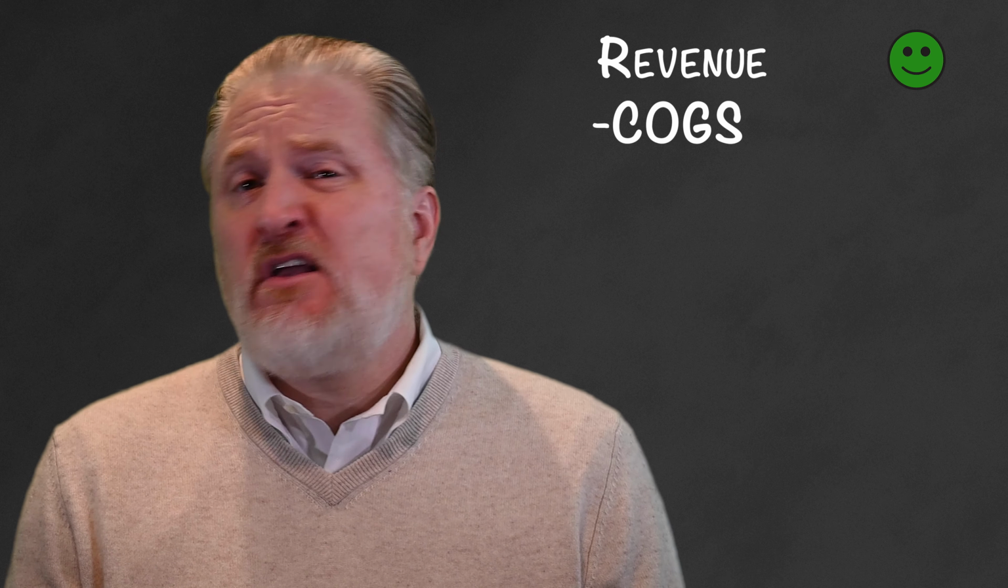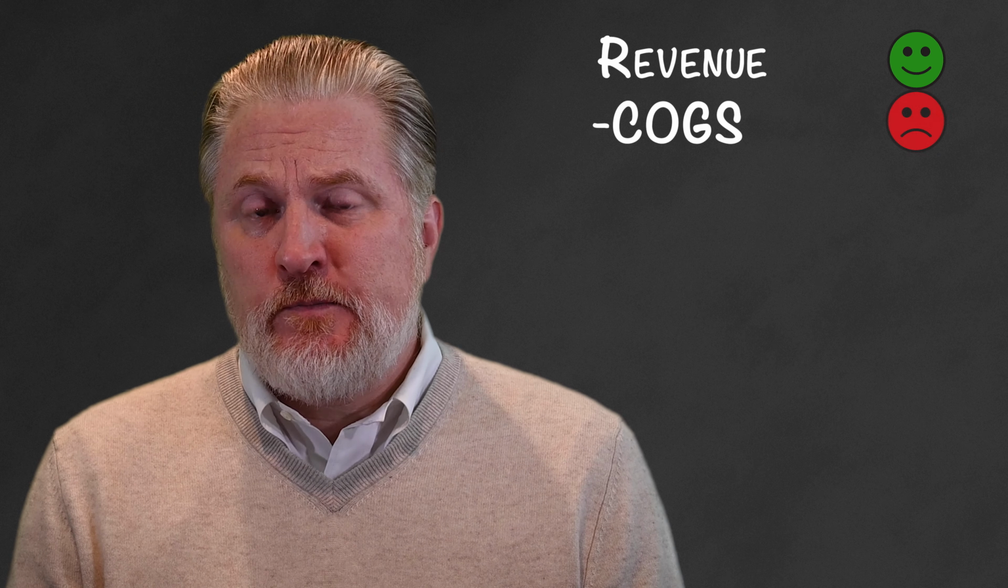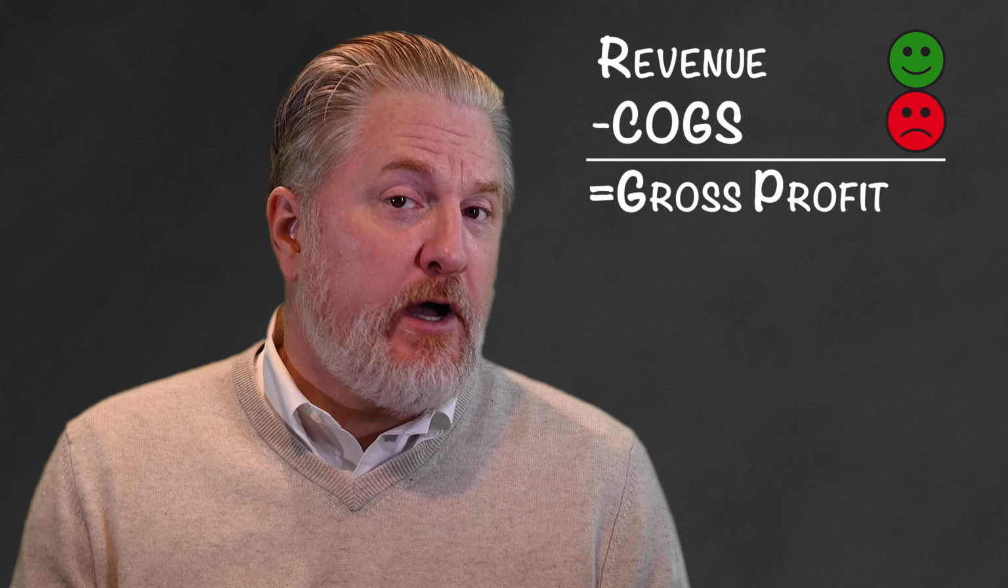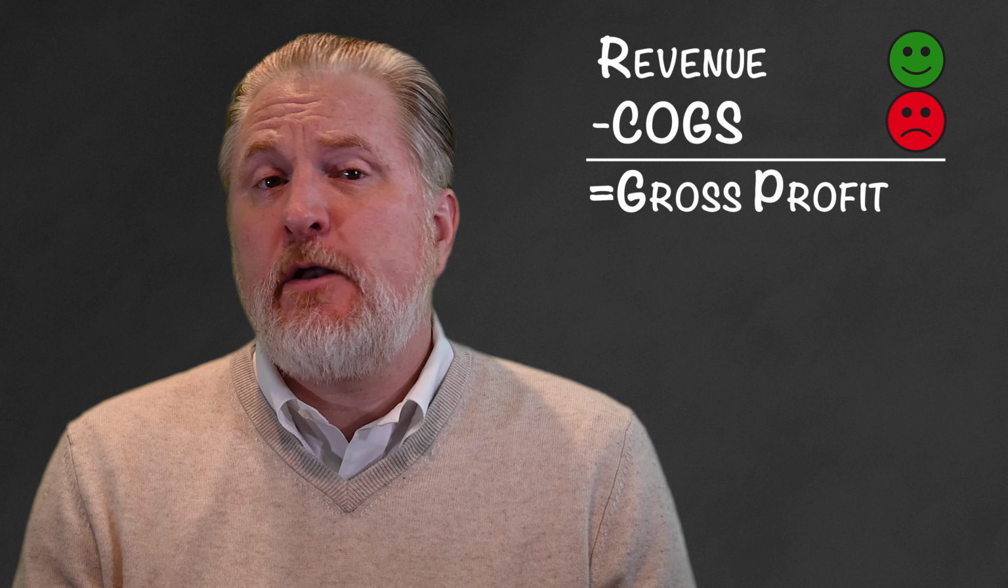The next section of the income statement focuses on expenses. The first expense is called cost of goods sold. Cost of goods sold, or COGS, refers to the cost of the product or service that you sold. Some companies call this cost of sales. Obviously, costs are bad news. Gross profit is the revenue minus COGS. This represents the value that was created or destroyed by the production and sale of your product.